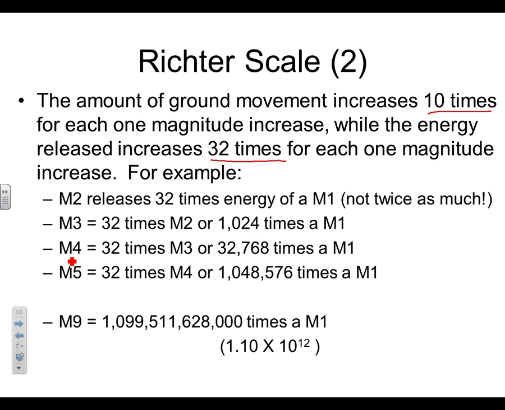A magnitude 4 is not 4 times as much. It's 32,768 times a magnitude 1. Magnitude 5 is not 5 times as much. It's 1,000,000 times stronger. So it increases very quickly. When you get to high numbers like a magnitude 9, it is a huge number. So we have thousands, millions, billions, a trillion. So magnitude 9 is not 9 times bigger than a 1. It's over 1,000,000,000,000 times bigger than a 1. So the power really increases dramatically.